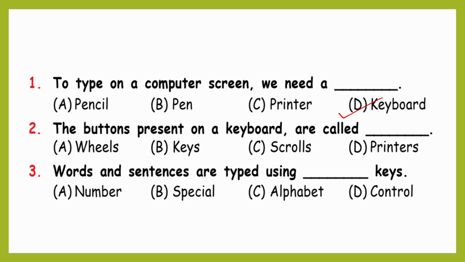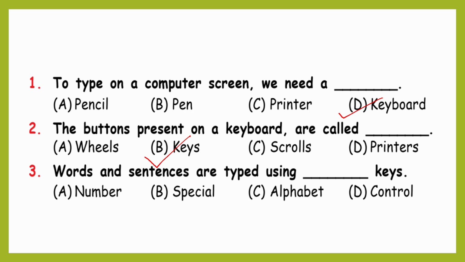The next one, the buttons present on a keyboard are called dash. Option A, wheels. Option B, keys. Option C, scrolls. Option D, printers. The buttons present on a keyboard are called keys. So, option B is the correct answer.